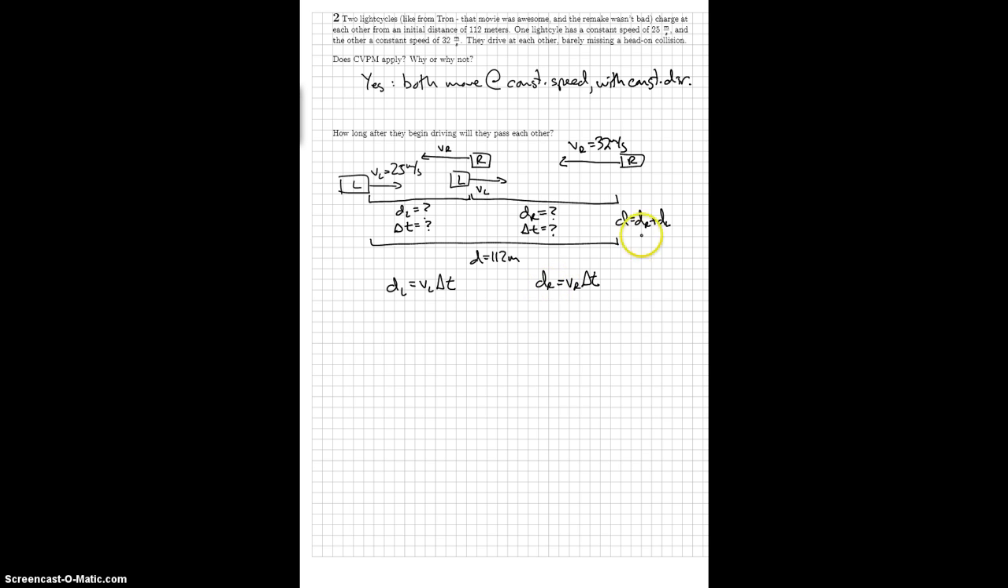First, I'll get rid of dr by substituting from here. So dr is d minus dl. Now I can substitute for dl, and I don't have that anymore either. Now I need to solve for delta t. It's in two different terms, so I need to collect all the terms of delta t on the right side. Okay, factor. And divide.